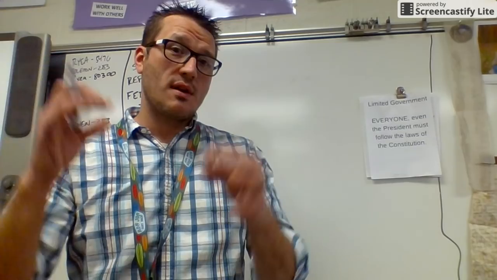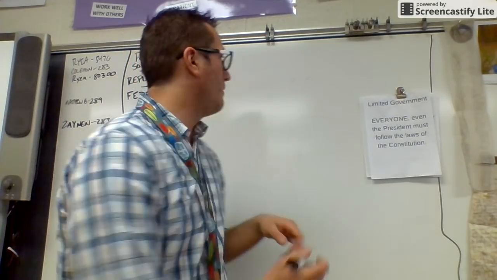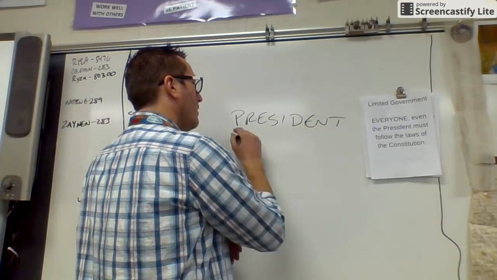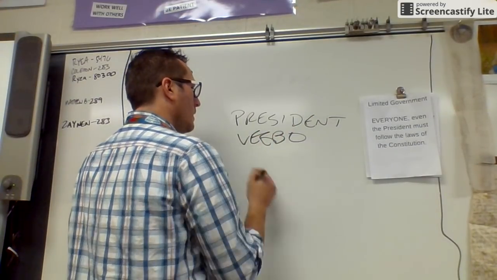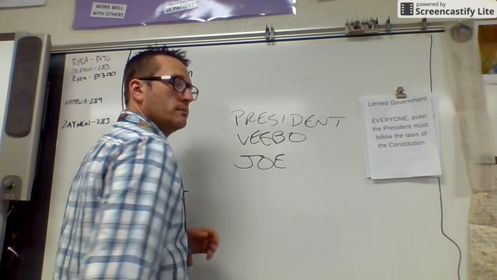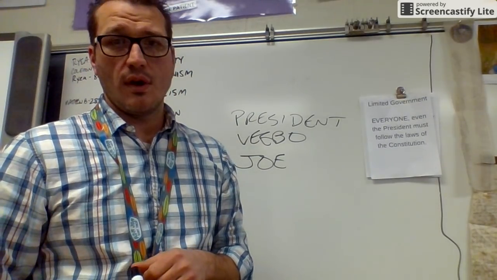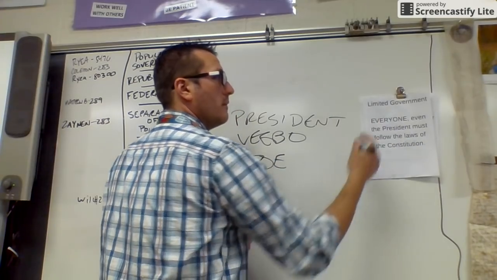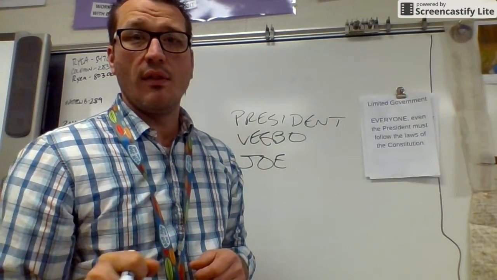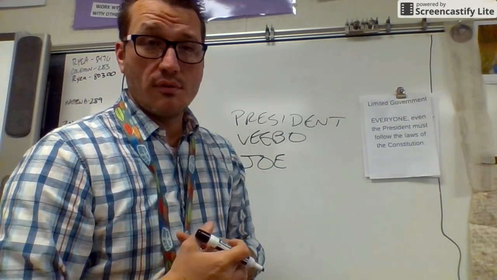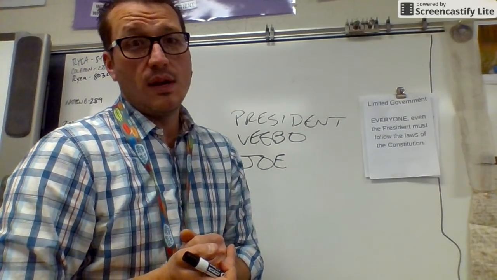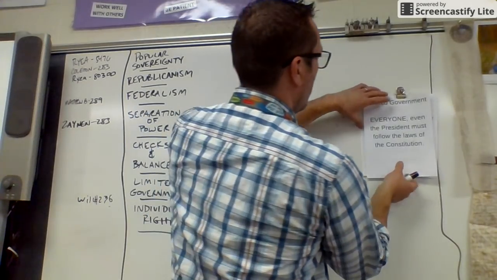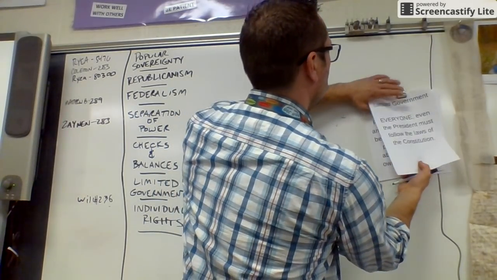So we made sure that in our Constitution it was built in that even if you're president, even if you're Vibo, even if you're Joe, you have to obey the laws of the Constitution. That is called limited government. So I have to follow the laws, you have to follow the laws, but also our government has to follow the laws. So they are limited in what they can do.